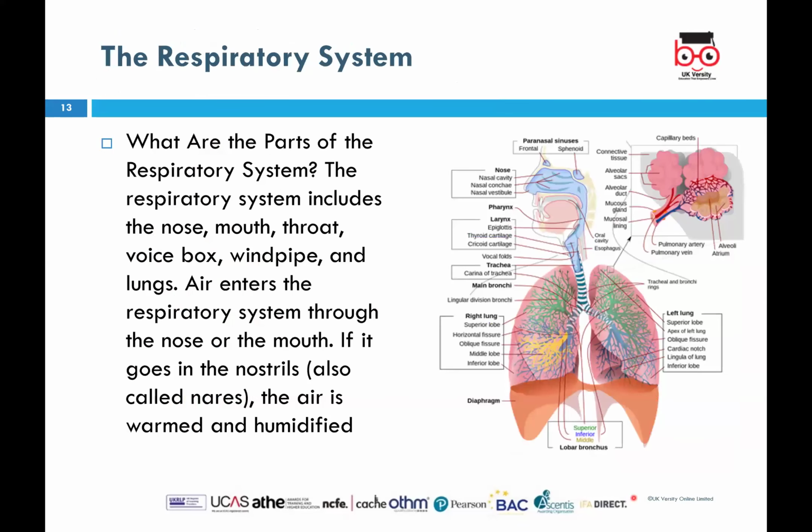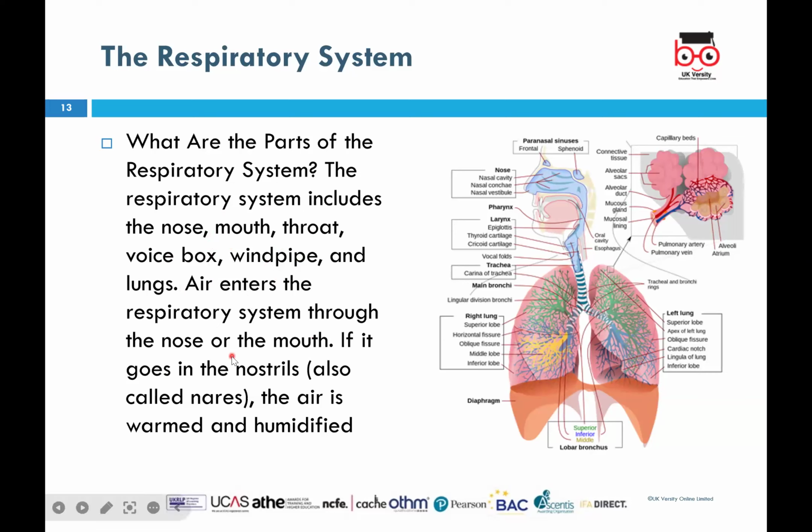Okay. Coming towards the respiratory system, the different parts of the respiratory system. What are the parts? You include the nose. Again, you have the mouth also, so people breathe through their mouth also. You have the nose, the mouth, the throat, the voice box, the windpipe and the lungs.